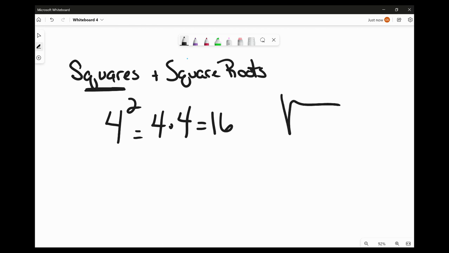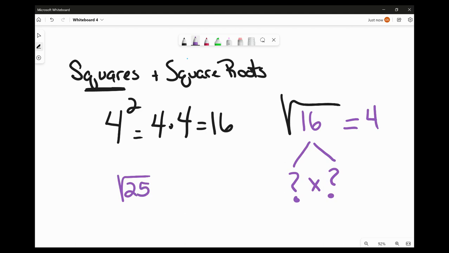A square root looks like this. And I might say the square root of 16. That means I want to know what number times itself is going to give me 16? And the answer to that would be 4. Another example might be the square root of 25. What number times itself gives me 25? That would be 5 times 5 gives me 25. So the answer to that would be 5.